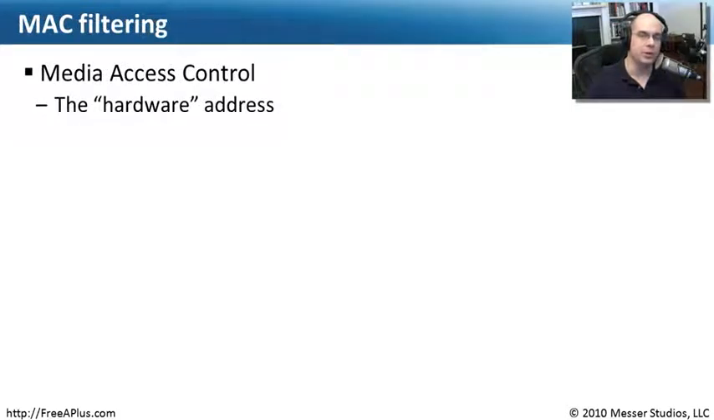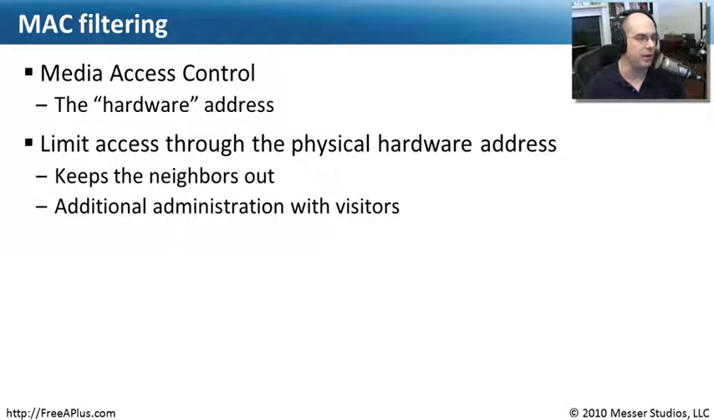Another way to filter or create a more secure environment with our access points is to use something called MAC filtering. MAC stands for Media Access Control, and it's really the hardware address of the devices that are being used over the network. The idea here is that we would provide our router, our access point, with a list of the MAC addresses that have permission to talk on this network. And if your device doesn't match that MAC address, it's simply ignored.